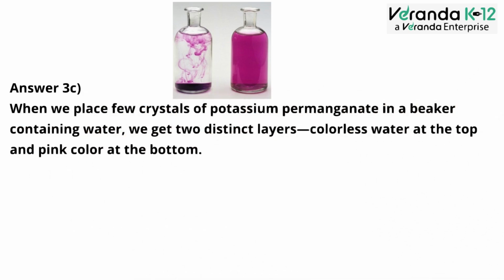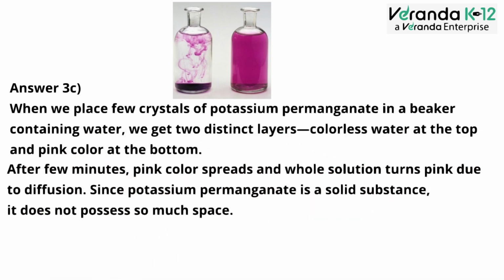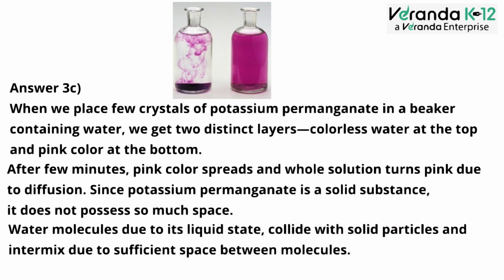Now moving on to answer of part C. When we place a few crystals of potassium permanganate in a beaker containing water, we get two distinct layers, colorless water on top and pink color at the bottom. After a few minutes, pink color spreads and the whole solution turns pink due to diffusion. Since potassium permanganate is a solid, it does not possess much space. Water molecules, due to its liquid state, collide with solid particles and intermix due to sufficient space between the molecules. You can just observe this phenomenon as it is given in this diagram.